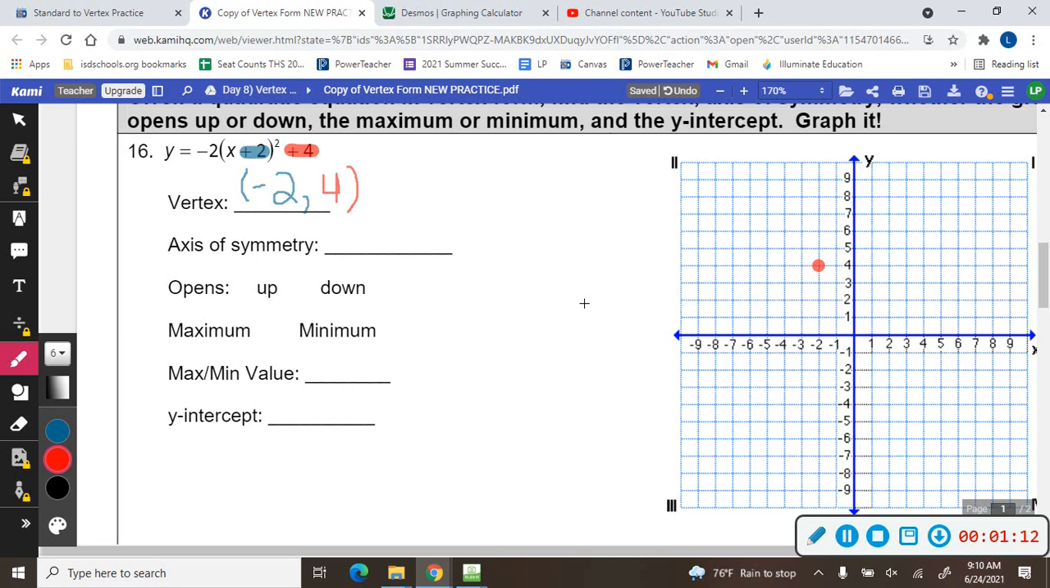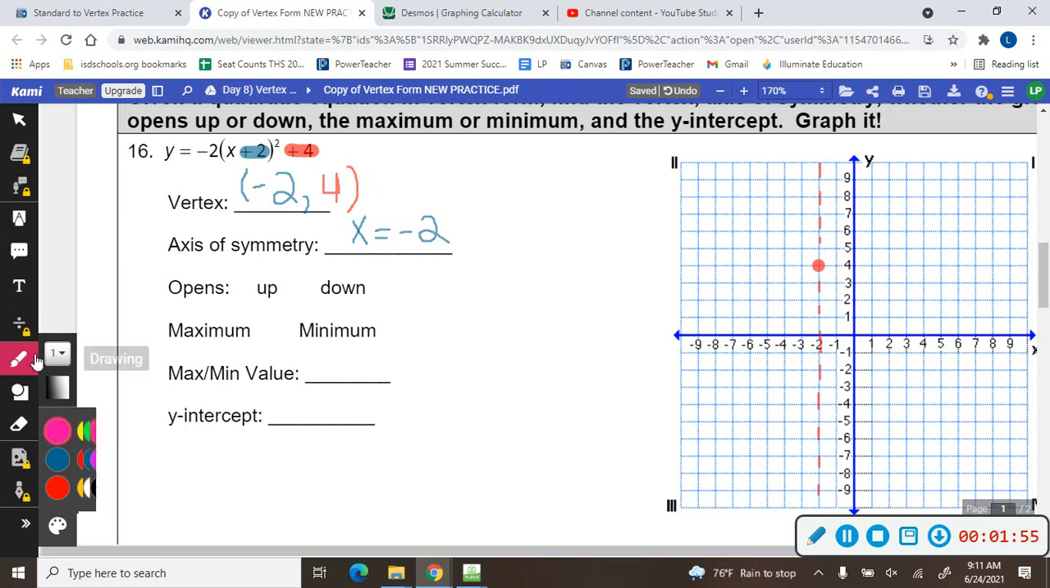Okay? Now that also means that everything is going to be symmetrical about the vertex. So whatever happens on the left side will happen on the right. So we call this the axis of symmetry. And it's a vertical line. It goes straight up and down. And it's a line of reflection. Whatever happens on the left side will happen on the right. And what is that line? It's at x equals -2. So all you have to do is take the x value of the vertex, and that is the axis of symmetry.